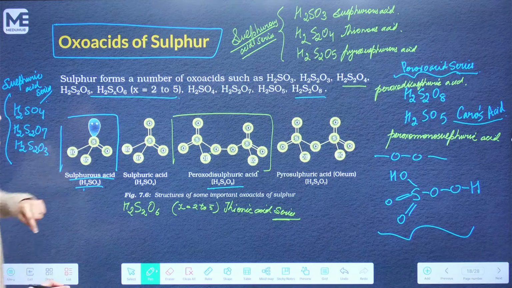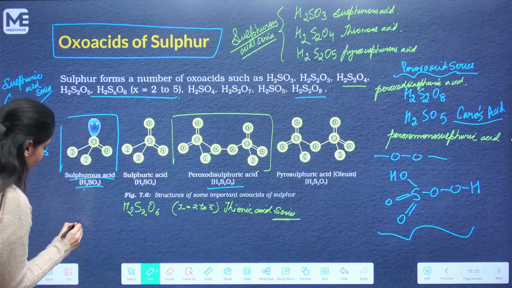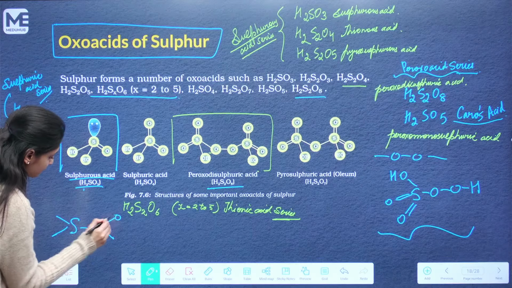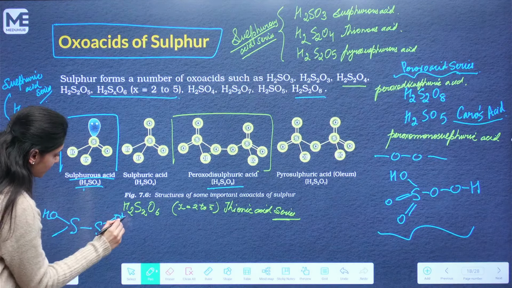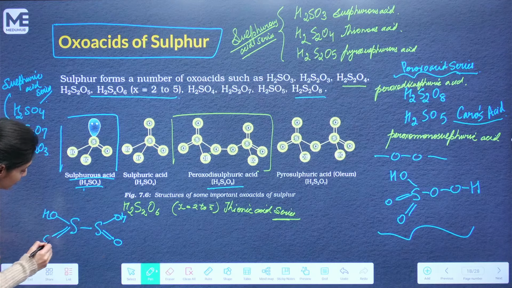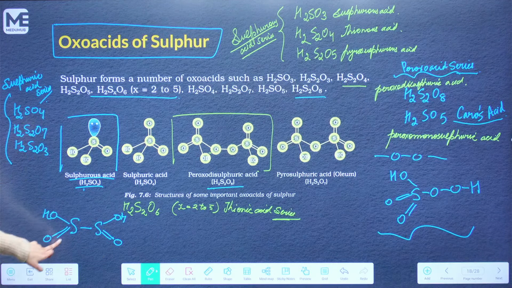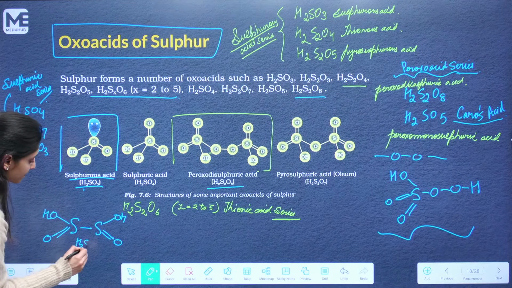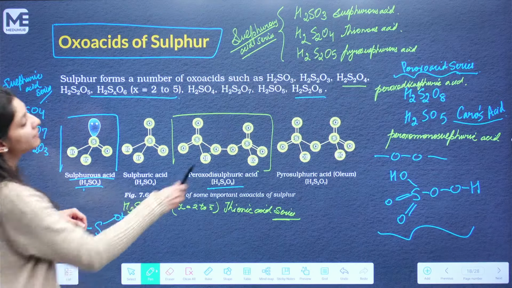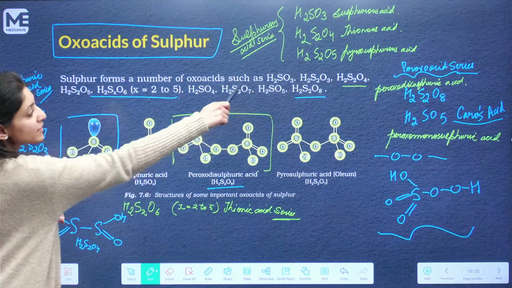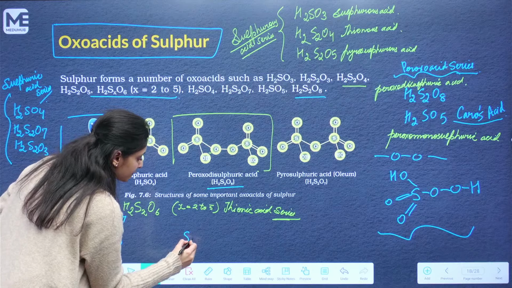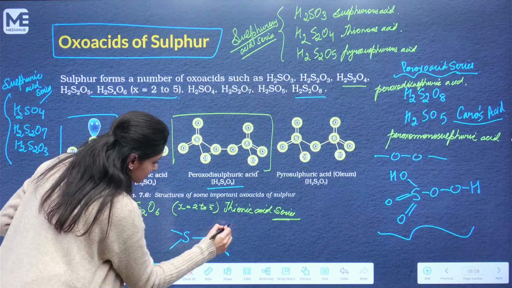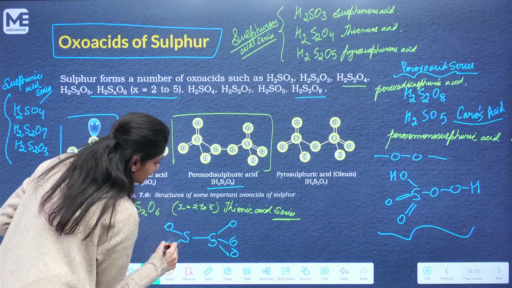If we draw the structure of thionous acid, H2S2O4. So two sulfurs, two oxygens, that means two S-OH bonds and two sulfur-oxygen bonds, sulfur doubly bonded with oxygen here. So this is H2S2O4. And for pyrosulfurous acid, H2S2O5, this would be the structure.